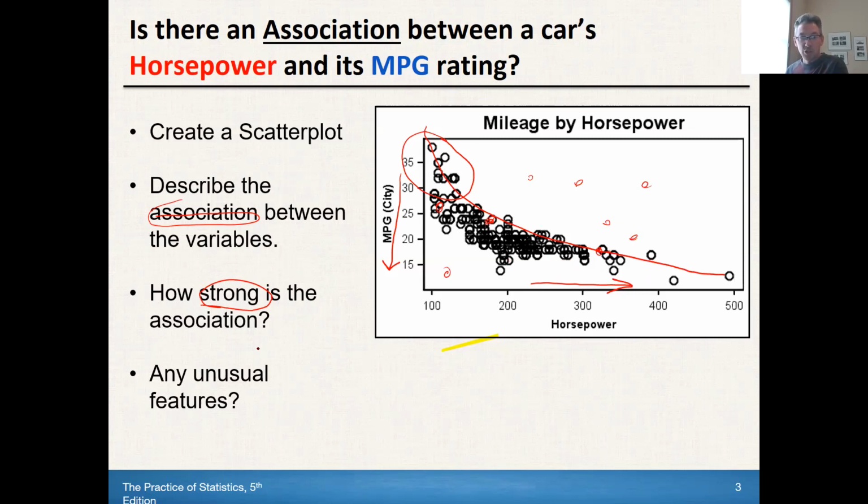As far as anything unusual, I don't see anything looks too unusual. If you're looking at these and thinking, well, these cars out here might be unusual, yeah, they're kind of separated from the other points, but on the other hand, they do sort of follow the pattern. So I would say they're not too unusual because they follow the pattern. Something unusual might be a car, like if we had a car way up here. That would be unusual because it's definitely off of the pattern. That would be a car that would be extremely strong in horsepower and also get incredibly good gas mileage.